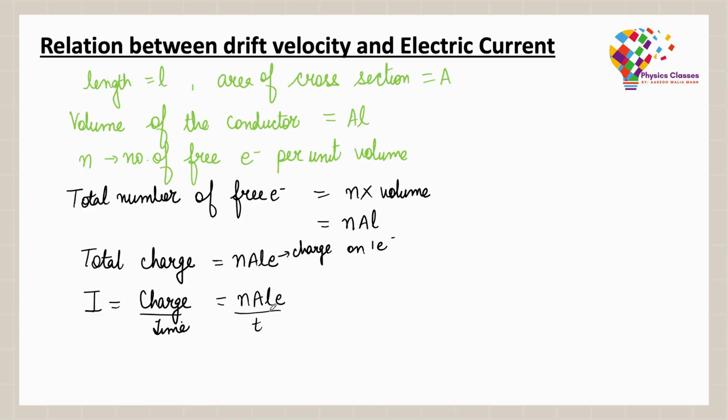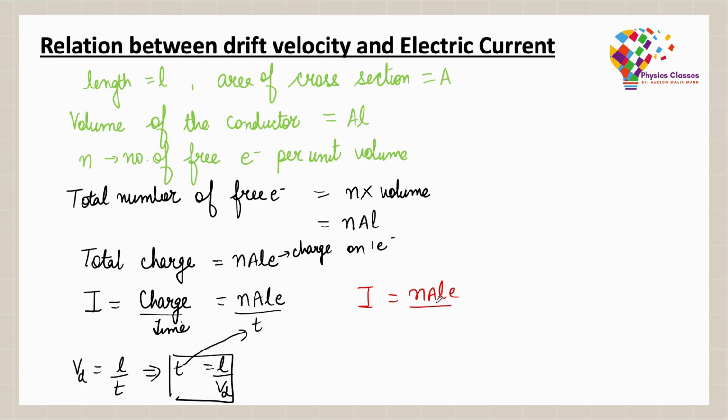Now since we already derived an expression for Vd, I know that the average drift velocity can also be written as the total length by the time, right? Or we can rearrange this for time. Time can be written as L by Vd. So if I substitute this value of t in here, what will I get? Let's try and understand. So my I would be equal to nALe and t I am writing as L by Vd. The L gets cancelled and my current comes out to be equal to neAVd. Now this is the relationship between current and drift velocity.